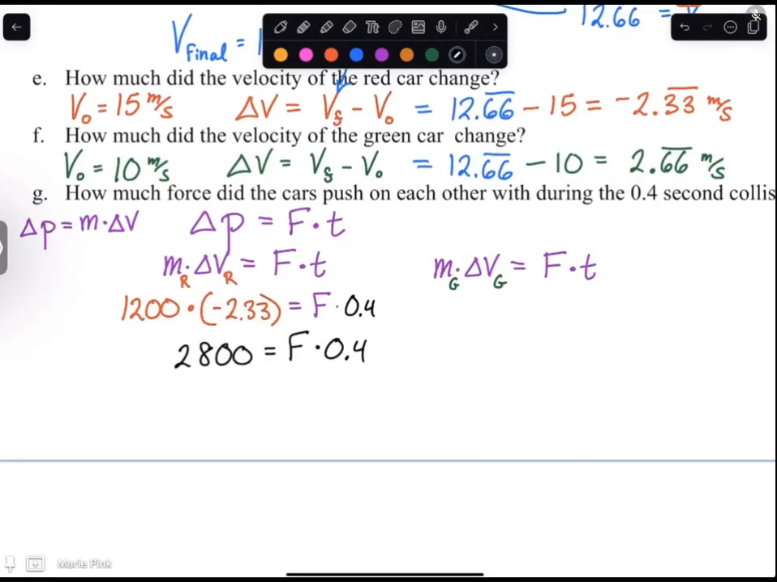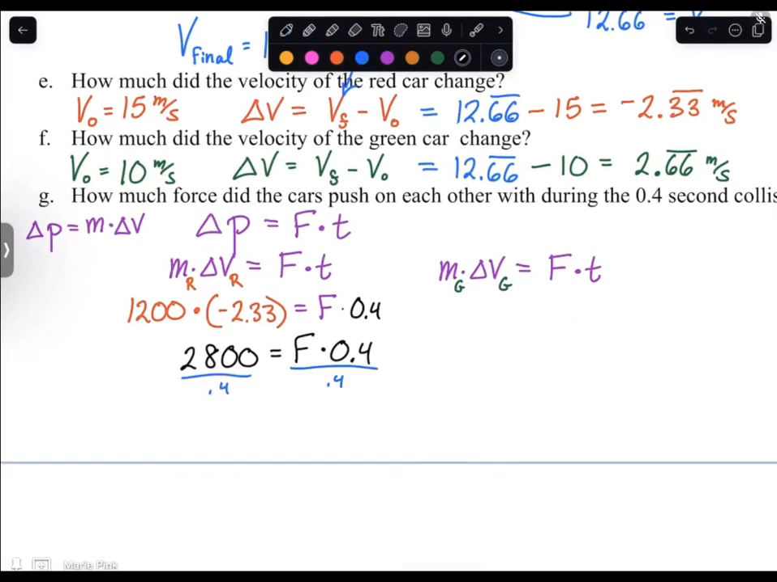So the mass of the red car is 1200 times the velocity change of the red car, which is negative 2.33 meters per second. And that'll be equal to our force times the time of impact, which is only 0.4 seconds. So I go ahead and divide both sides by 0.4, and I get a force of 7,000. Now you might notice that this negative needed to go there. And that's okay if you give me a positive or a negative force. That just tells me the direction that the force is going.